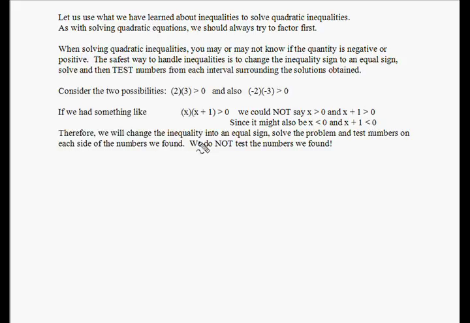Therefore, we will change the inequality sign to an equal sign, solve the problem, and test numbers on each side of the numbers that we find. And we do not test the numbers that we found. We test numbers on each side of what we found.